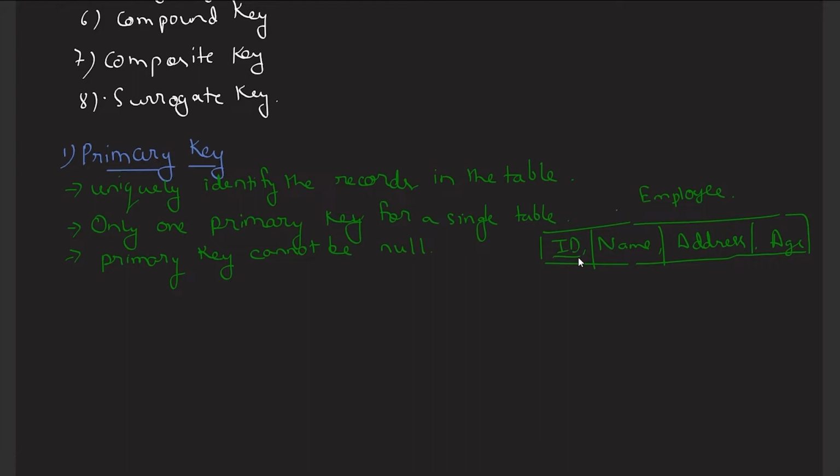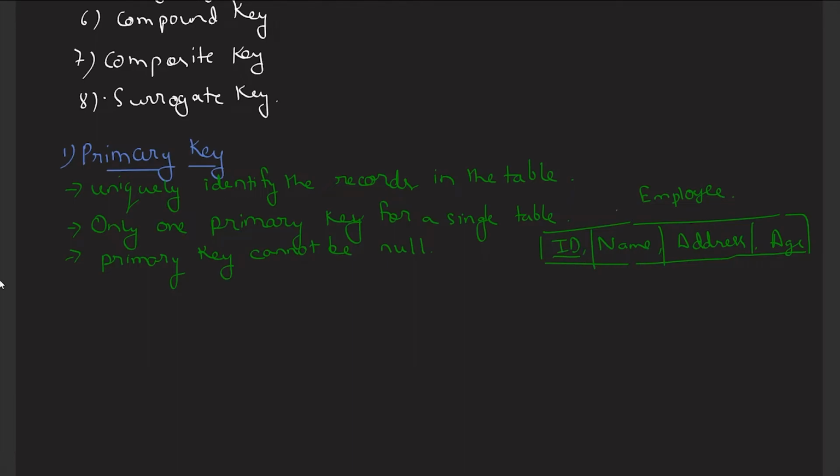Now to denote in the schemas and the entity relationship models, we represent primary key with an underline. So any attribute that will be treated as a primary key, we have to just give an underline underneath the attribute name. So ID will be the primary key for this employee table.